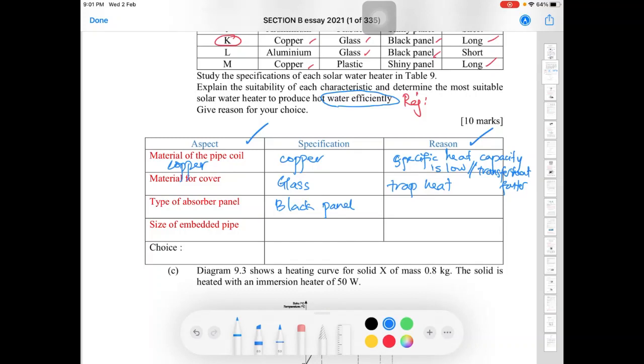Okay, so because the black panel will absorb heat from the sun. Okay, sebab black panel mesti absorb heat. Okay, size of embedded pipe. So you nak dia long. So bila long, dia akan jadi greater surface area. Okay, so kalau greater surface area maksudnya dia akan absorb, ataupun boleh juga tulis absorb more heat.